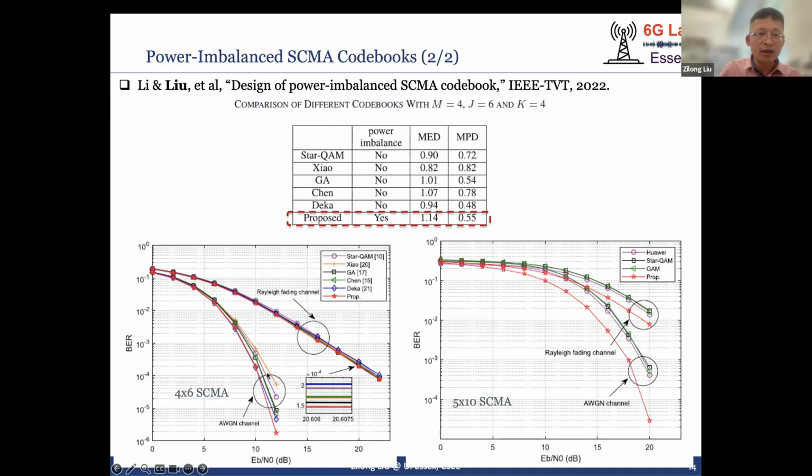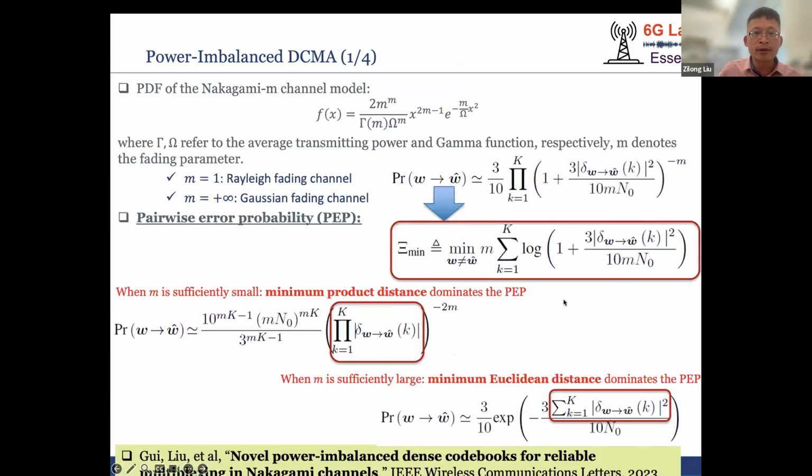So in this case, now you can see that our codebook is able to enjoy the best bit error rate in the Gaussian channel. And for the 5x10 SMA system, now you can also see our BER performance. If you look into this red curve, this actually refers to the BER of our proposed codebook.